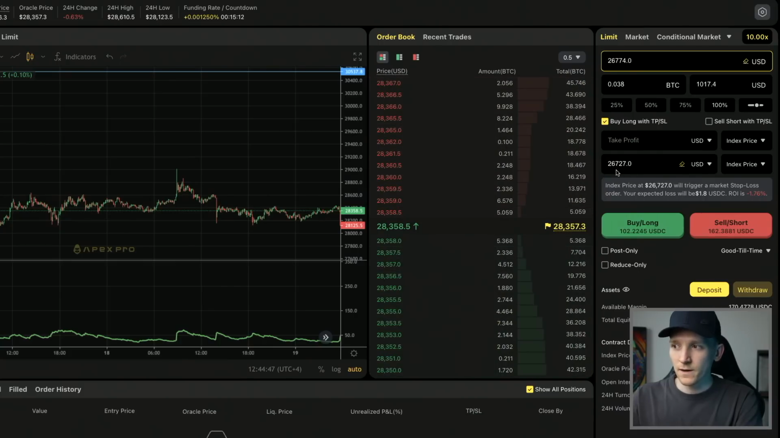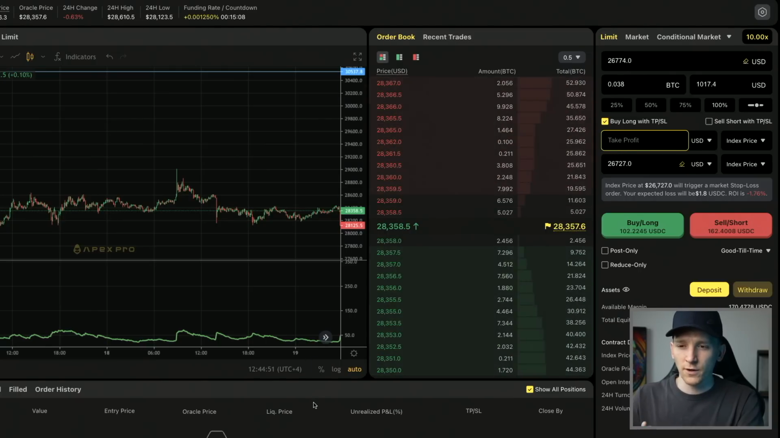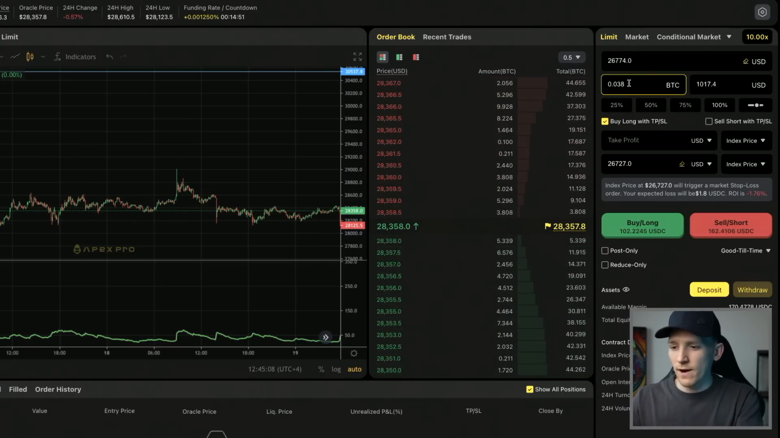We have the stop loss in here at 26,727. Take profit doesn't matter too much. Like I said, you can edit that after the fact if you want to get the trade done. All we have to realize here is what is the size of order that we need to trade in order to have a stop loss price that loses around $2. And you can see right here that would be around 0.04.